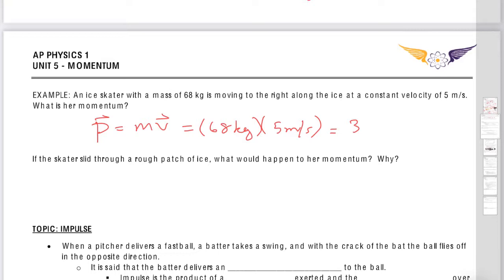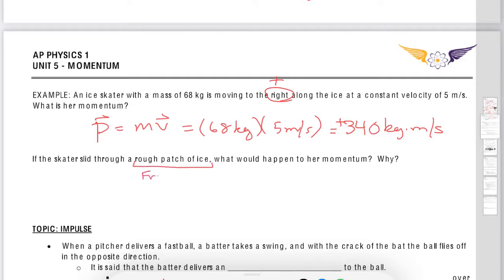Let me go get my calculator. All right, so I've got my calculator. I pre-wrote these notes, but I guess I did 68 times 0.5 instead of 68 times 5. And so she would have a momentum of 340 kilograms times meters per second. Again, this will be a positive momentum because it says she's heading to the right, and to the right is always positive.